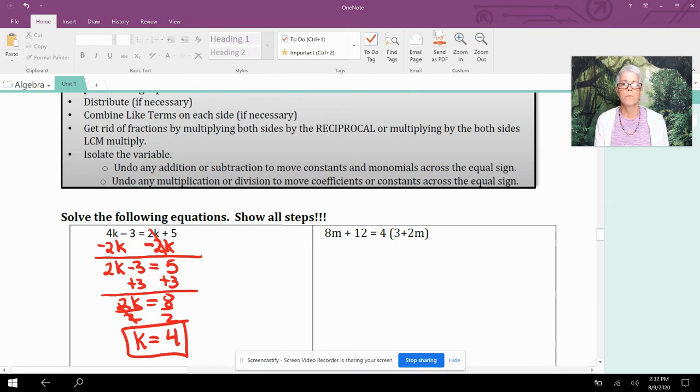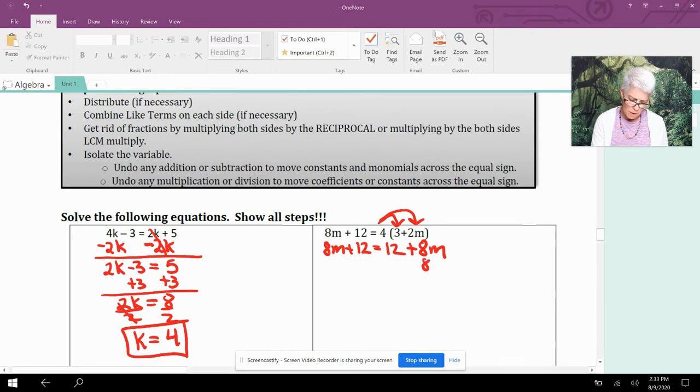Next one, there's some distribution, so I'm going to do that first. So I'll drop down 8m plus 12. I'm going to distribute. 4 times 3 is 12. 4 times a positive 2m is 8m. Now, if you notice, I had the same thing on both sides. And so you'll get to the point where you recognize that pretty quickly. But let me just show you what happens if you keep going with that.